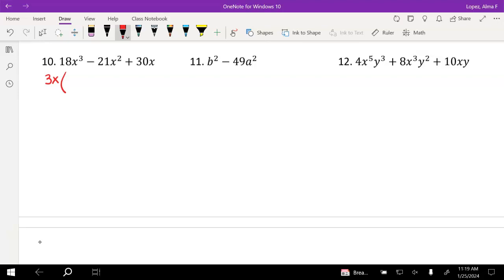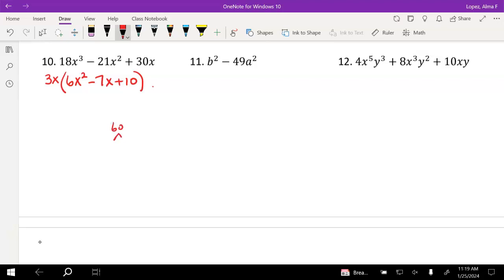I'm just trying to get the review finished, so I'll go ahead and write down that they do have a 3x in common all the way across. That's going to leave behind a 6x squared, a minus 7x, and a plus 10. Now, even though it looks like it might factor a little further, I'm going to multiply. It's going to be a type 2 if it factors further.